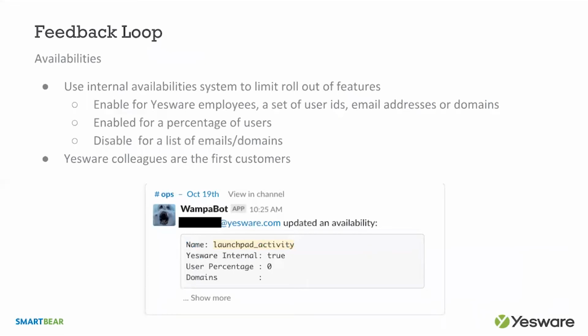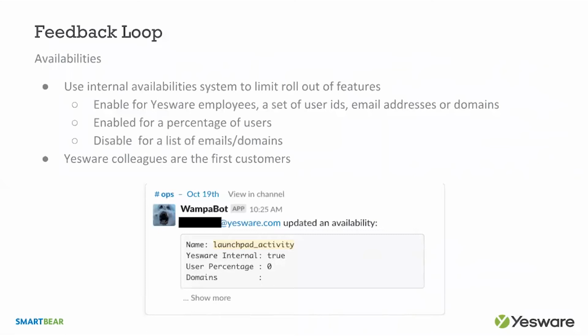One of the ways we're able to isolate functionality is through our internal availability system. We use internal availabilities to limit the rollout of features. We can enable for Yesware employees a set of user IDs, email addresses, or domains. We can enable it for a percentage of users. We can disable it for a list of emails or domains. And Yesware colleagues are always the first customers.